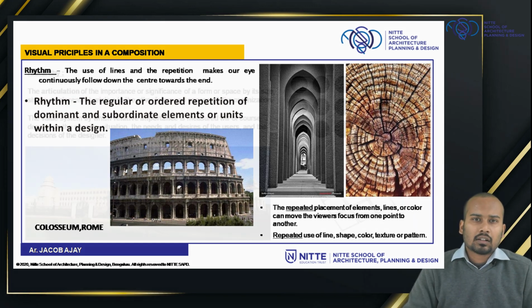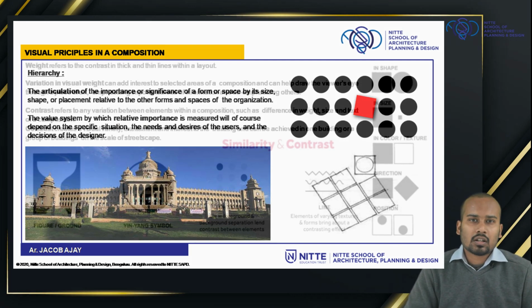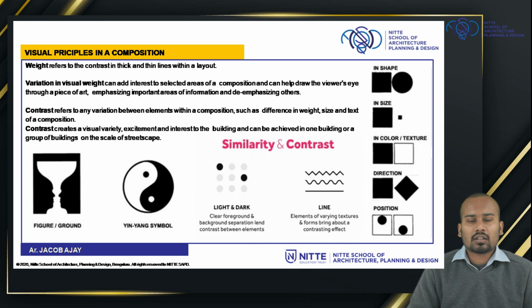What is hierarchy? The articulation of the importance or significance of a form or space by its size, space or placement relative to the other forms and spaces. What is contrast? Contrast is defined as a variation between elements within a composition.